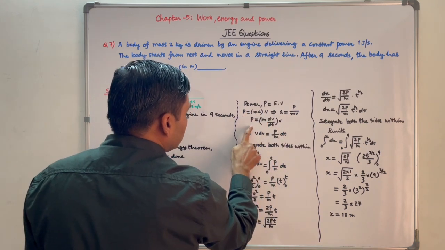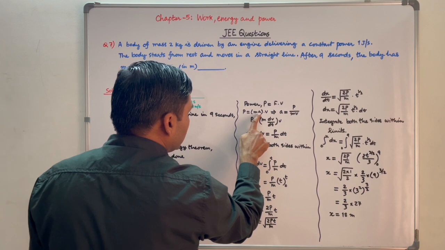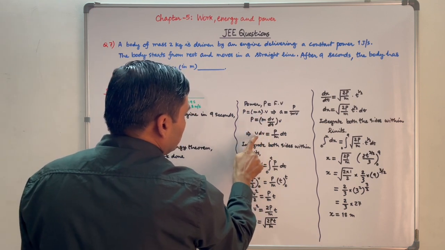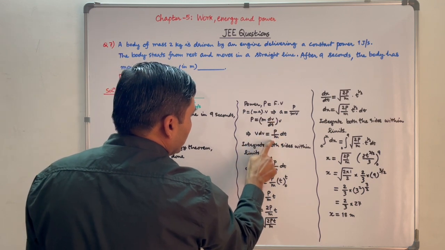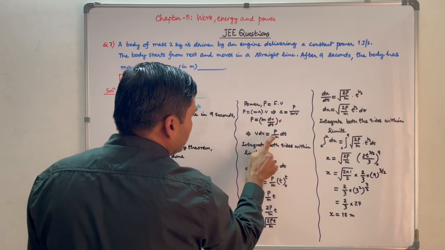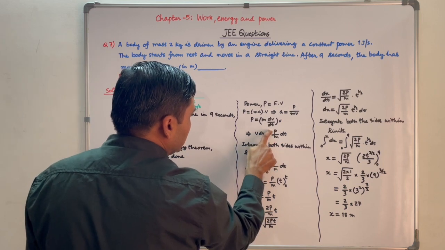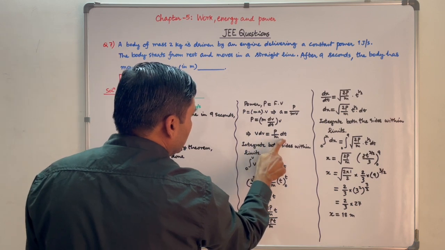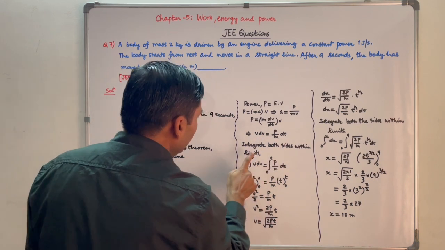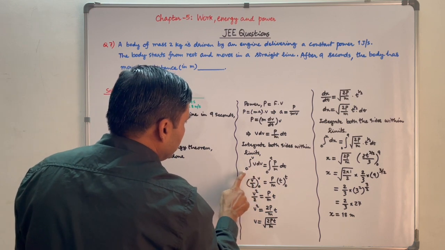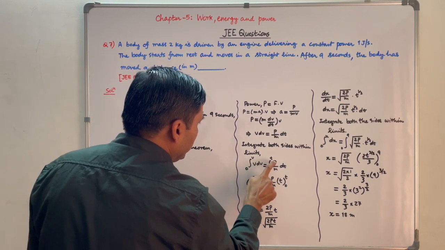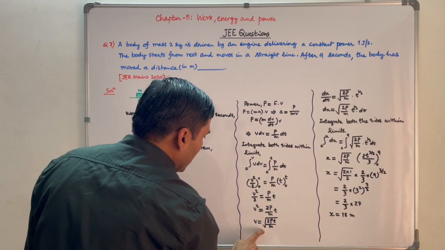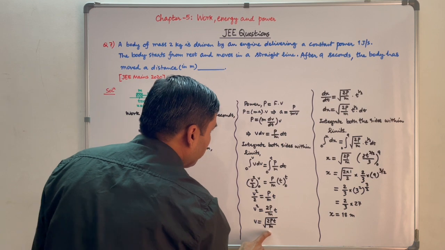From here, power is equal to m into v into acceleration, and acceleration can be written as rate of change of velocity, that is dv by dt. So v dv is equal to P upon m into dt. P upon m is constant, as power is given as constant and mass is constant. We can integrate both sides of this equation within limits. So we get integration of v dv from 0 to v is equal to integration of P by m dt from 0 to t. This gives v is equal to under root 2Pt upon m.